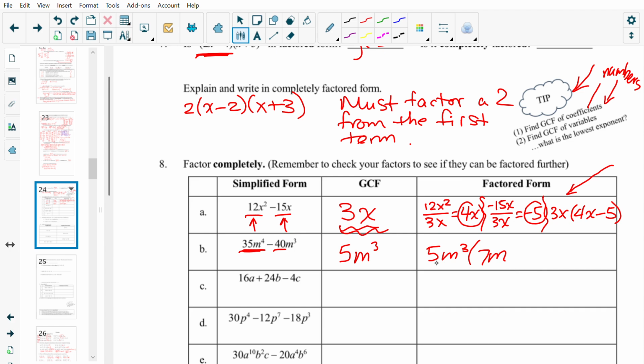Minus. Why is it minus? Because I have a negative 40 divided by 5. That's negative 8. And that's m to the third divided by m to the third. That's 1. So I'm just going to end it right there.